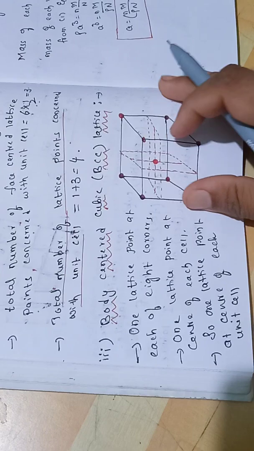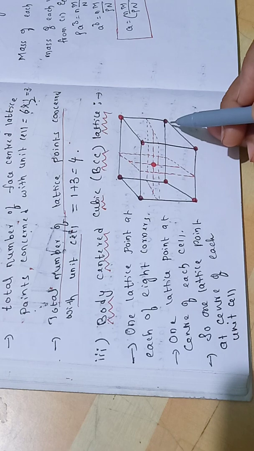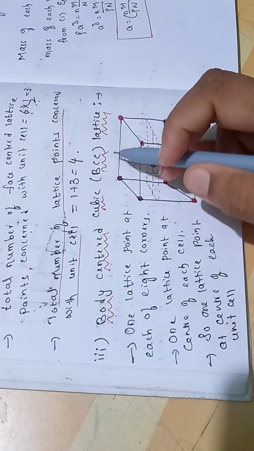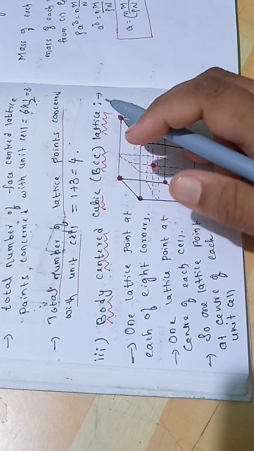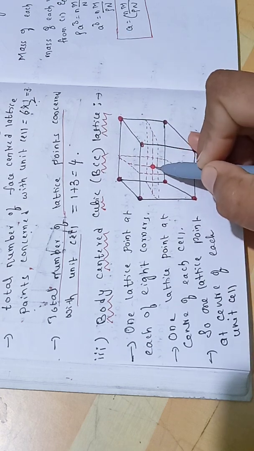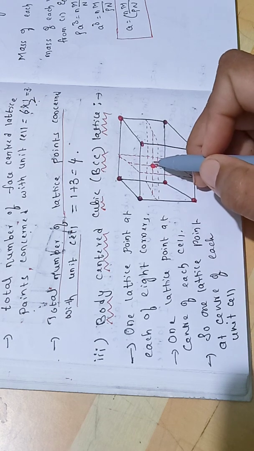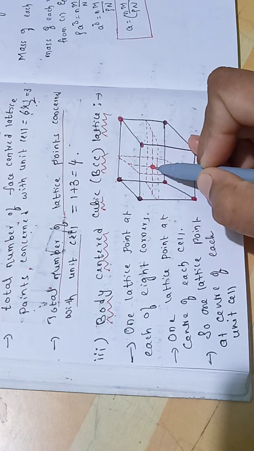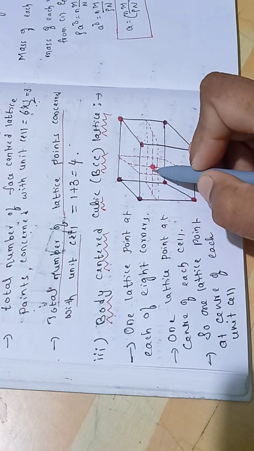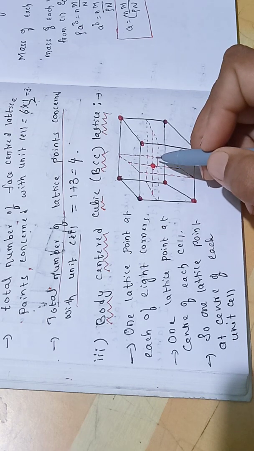Similarly body center. At 8 corners, as usual, 8 lattice points will be there. Each lattice point is the member of 8 unit cells surrounding it. So the share is 1 by 8 into 8 unit cells, 1 lattice point. And at the center of the unit cell, we will have 1 lattice point. So that 1 plus this one, 2. So 2 lattice points are present in body centered cubic lattice.